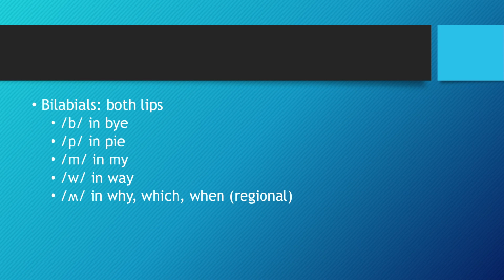So bilabials, of course, include both lips, and you'll see there the b, p, m, w. And then the one that is showing that upside down W, it's really a regional variation. So if you see that, it's when English speakers add almost like an h before the w, like why, or which, or when. Now, I don't speak that way, and probably most people that you know don't, but it is a regional variation that sometimes is present. And so that would be the symbol that you would use.